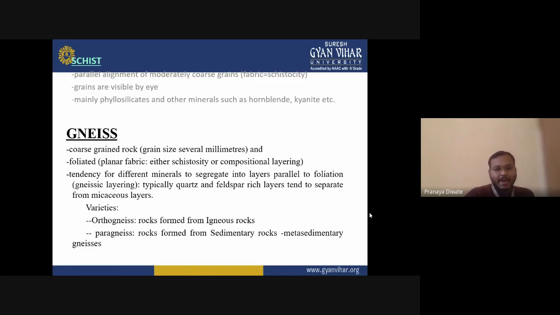So you have varieties of gneiss: orthogneiss and paragneiss. The rock formed from an igneous rock is orthogneiss. The rock formed from a sedimentary rock is metasedimentary gneiss, or paragneiss. The rock from which your metamorphic rock is formed is also important, and depending upon this you have a different name.